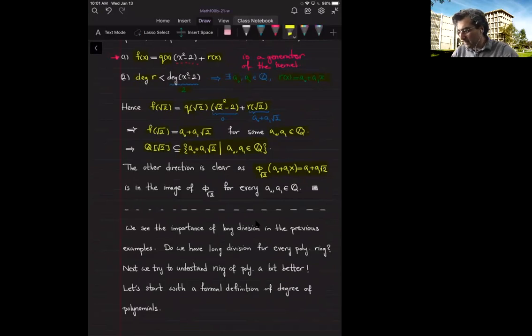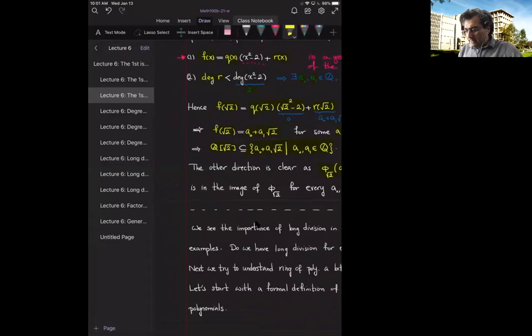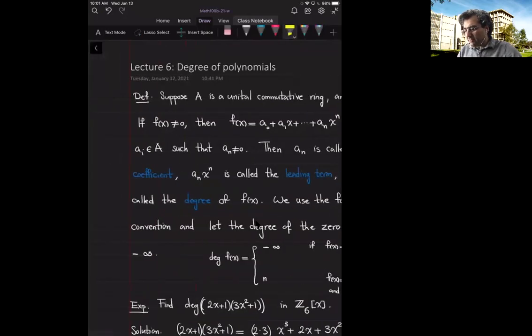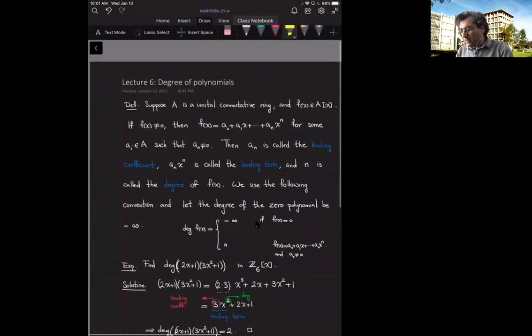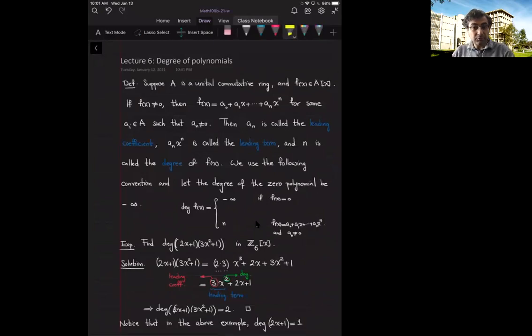Okay, so let's start with understanding degree of polynomials for an arbitrary ring A. Suppose A is a unital commutative ring, and I consider a polynomial in the ring of polynomials with coefficients inside A. Then there are 2 cases: either f, this polynomial, is the zero polynomial, or a non-zero polynomial. Let's start with a non-zero polynomial.